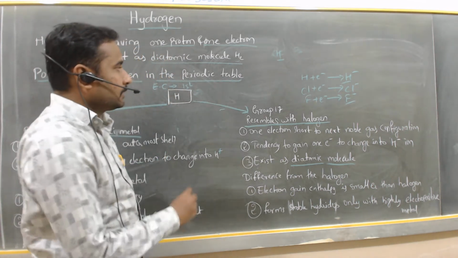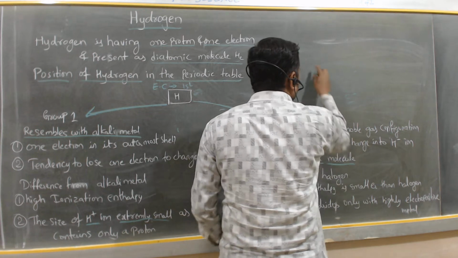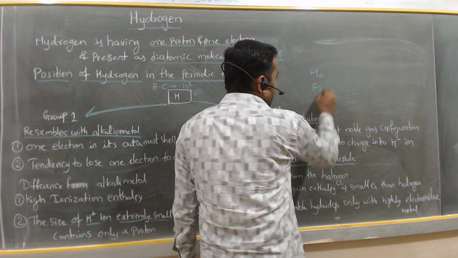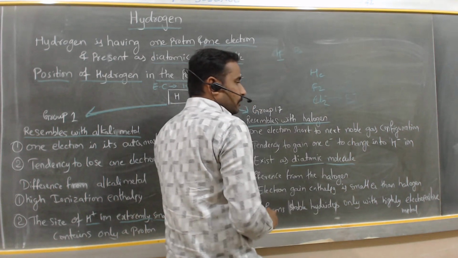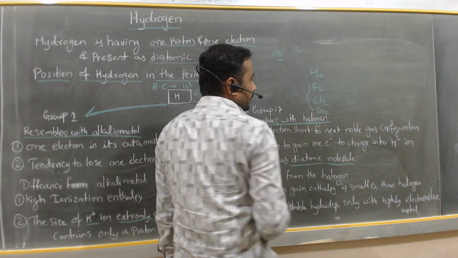Diatomic molecule means hydrogen exists in the form of H2. Fluorine also exists in the form of F2. Next, Cl2, Br2. These are group 17 elements.